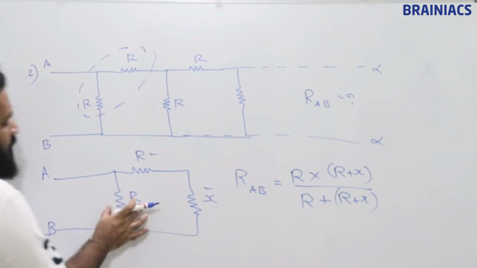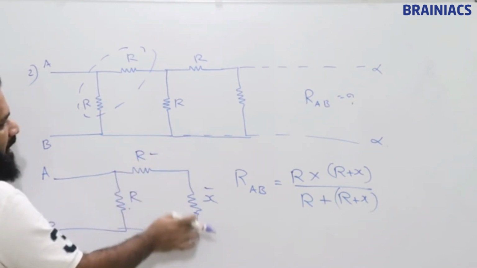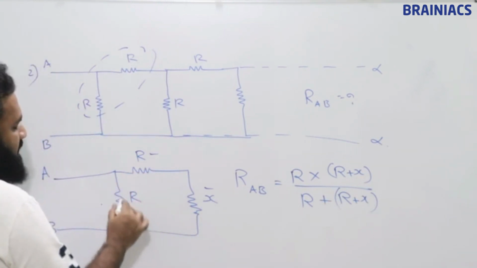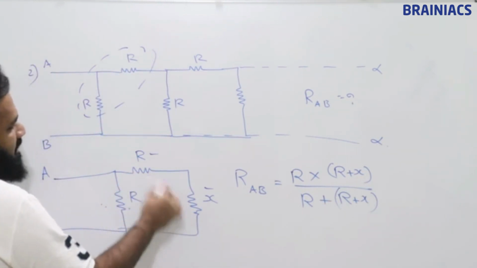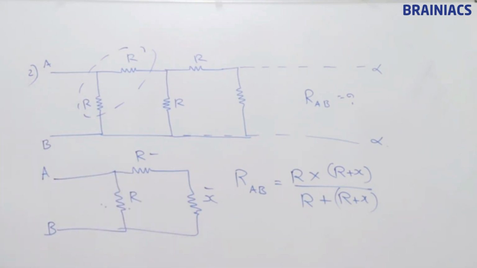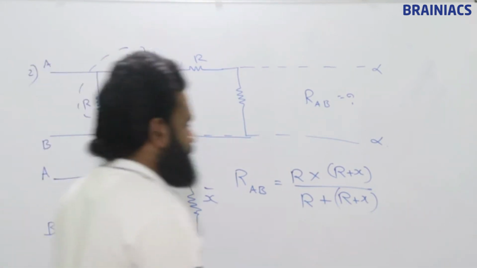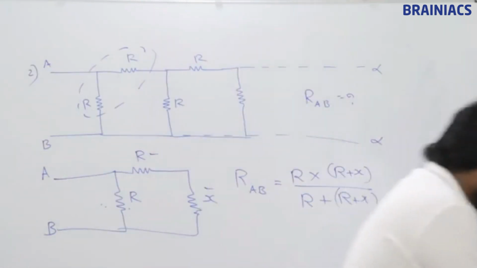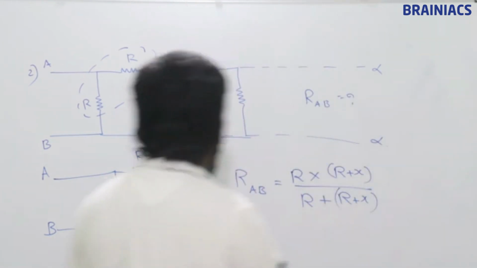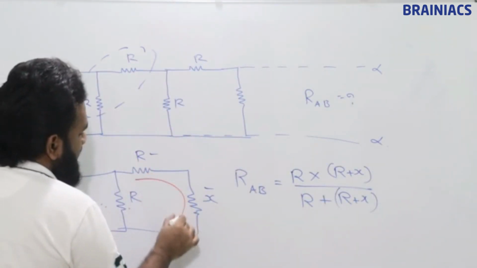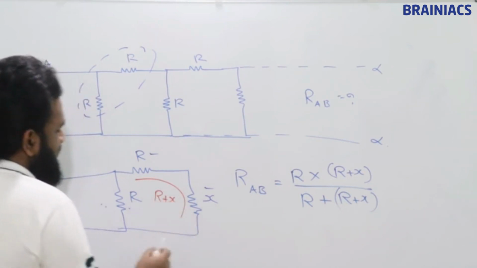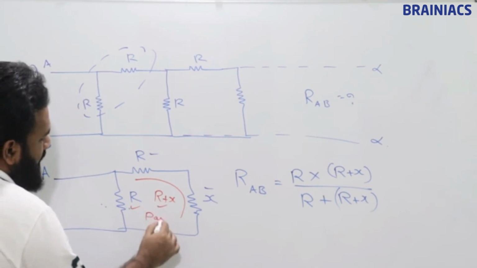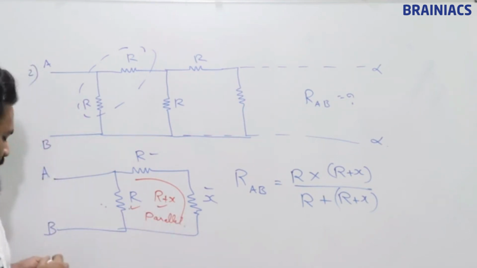This one is parallel with this series. R plus X is series. So R into this resistance, divided by R plus this resistance. Clear or what? So I will write the equivalent resistance of this part. The equivalent resistance of this part is nothing but R plus X. So that is in parallel with this. This and this are parallel here.